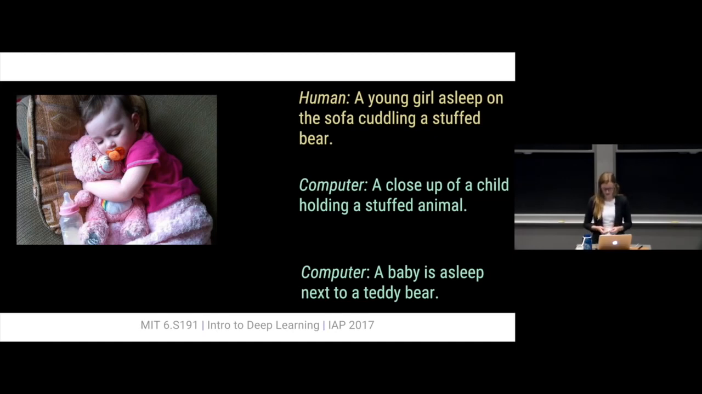And the computer says, "A close-up of a child holding a stuffed animal, and a baby is asleep next to a teddy bear." So this is really impressive because not only has this caption generator learned the different objects in the image, like the stuffed animal and the baby, but it's able to learn the relation between them. You know, the child's holding the stuffed animal. So that's pretty impressive, I think.